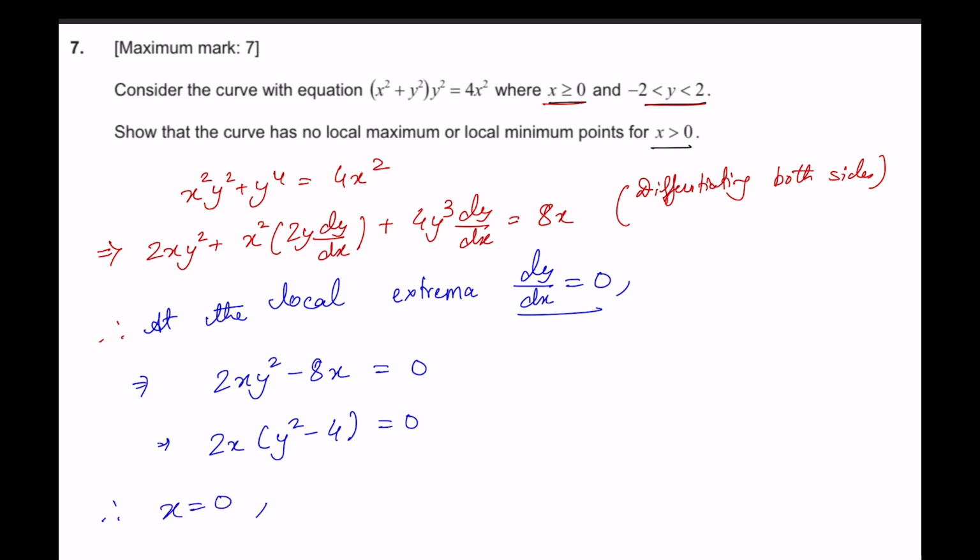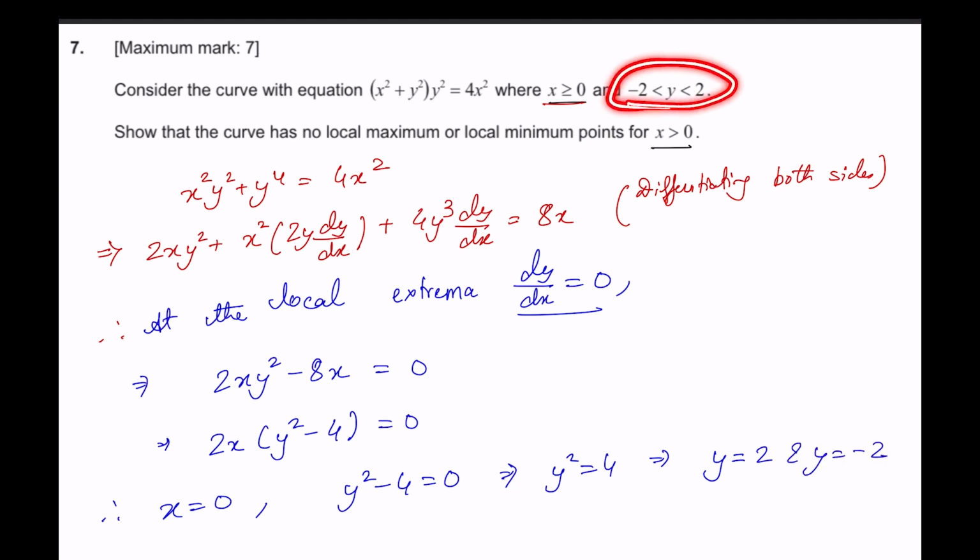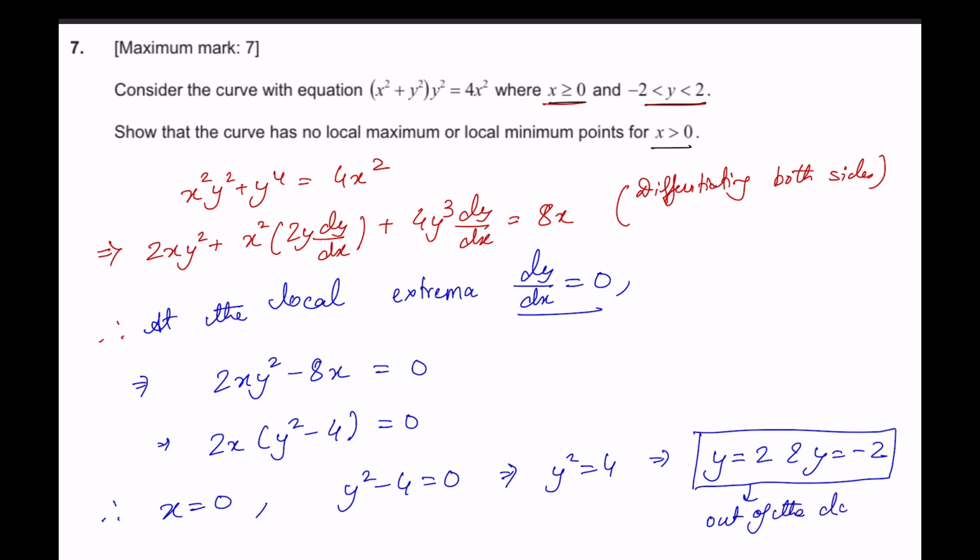The other possible values, in terms of y, will be y squared minus 4 equals 0. So y squared equals 4, and you'll get y equals 2 and y equals minus 2. Now see, the range of values of y is between minus 2 and 2, so these 2 points are out of the domain of y. In our curve, these 2 points will not exist. So we cannot accept a local maxima or local minima which lies on these 2 points, so we have to ignore these two.